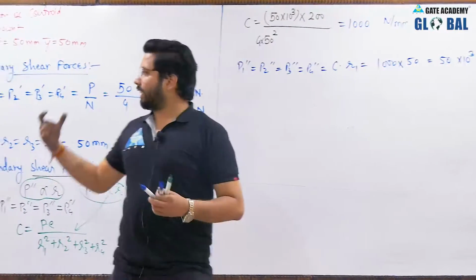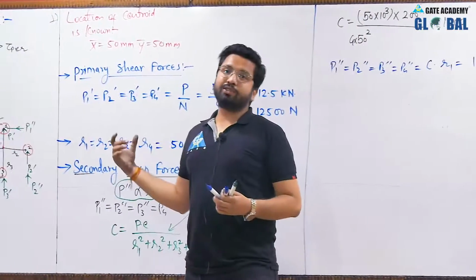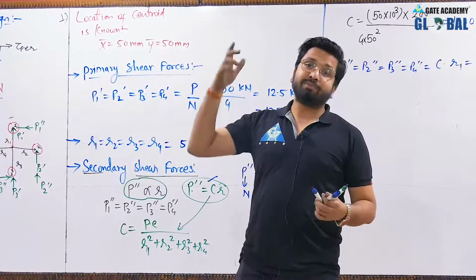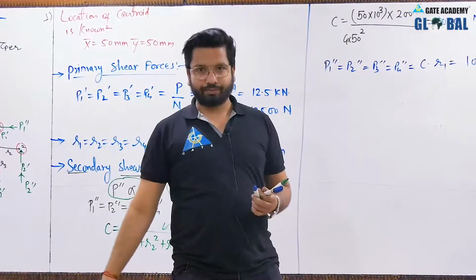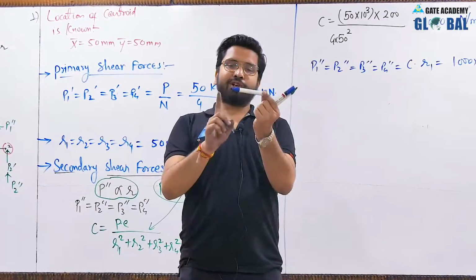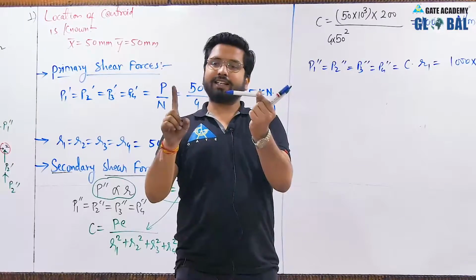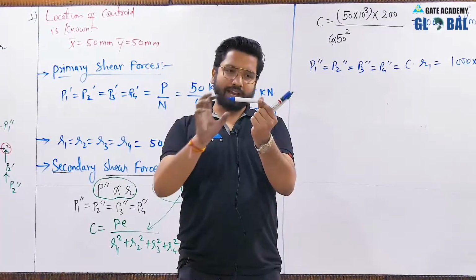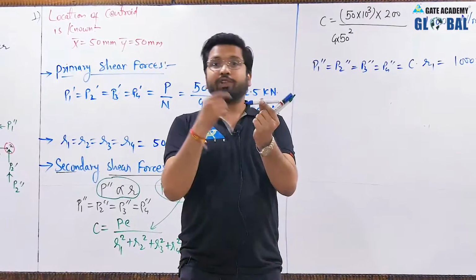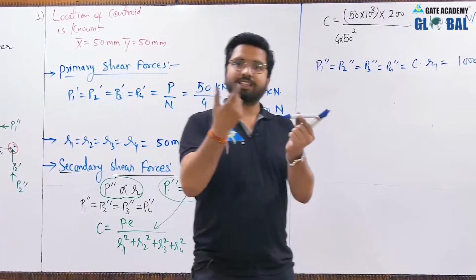This is because the secondary shear force is not induced due to the external load, it is induced to counter the moment produced by the external load, okay. And the simple idea is that if you want to rotate something at a longer distance, then you will need less force, okay, and if you want to rotate something at a smaller distance, then you will need a larger value of force.